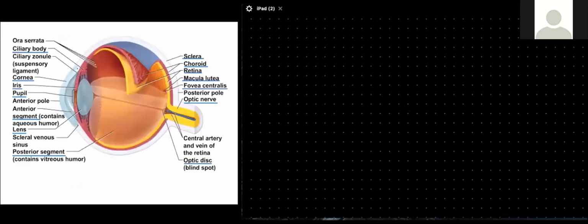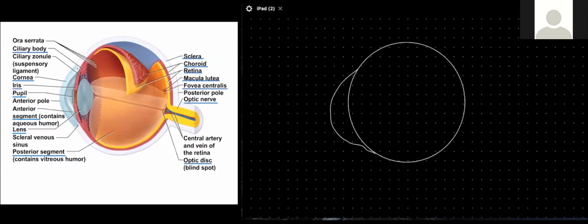Looking at the structure of the eyeball, we will see that the eyeball itself is going to be formed of three layers. An outer fibrous layer that will be opaque, forming the main skeleton of the eyeball. This is the sclera. And the anterior part of this fibrous layer is going to be clear. We call this my cornea.